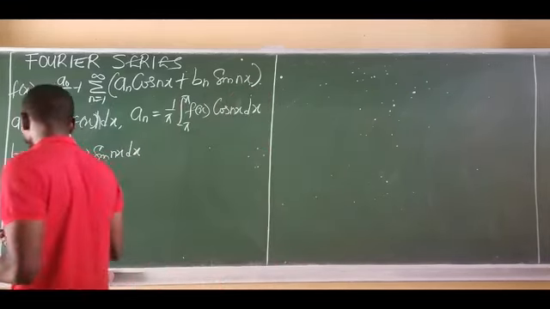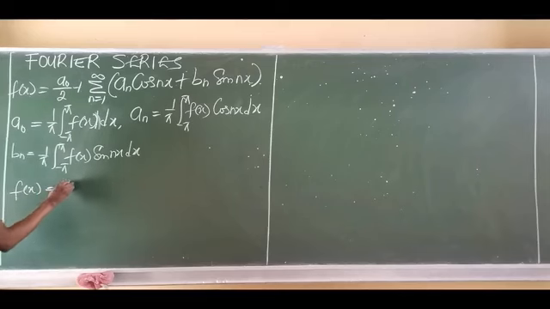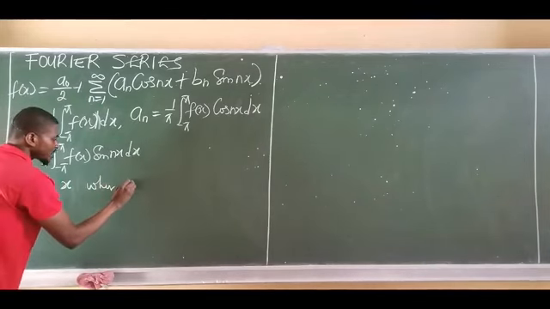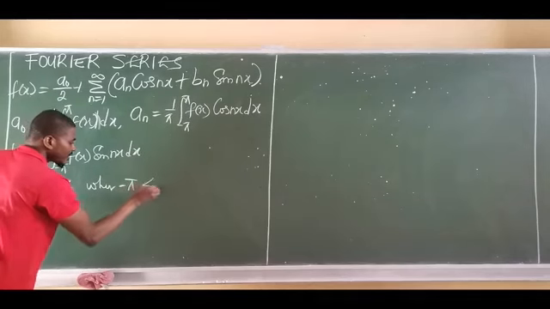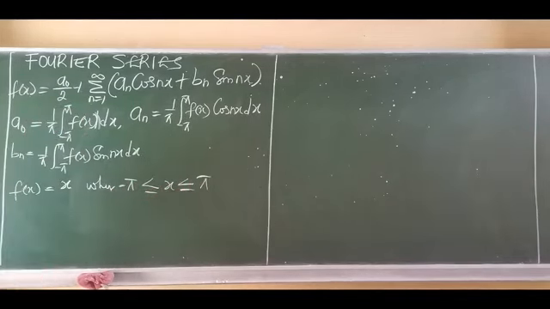Now let's take a simple example. Let's say we're asked to write the Fourier series of the function f(x) = x, where x is between -π and π, that is, -π ≤ x ≤ π. Now, the first thing to do is to find the Fourier constants. So we start with a₀.